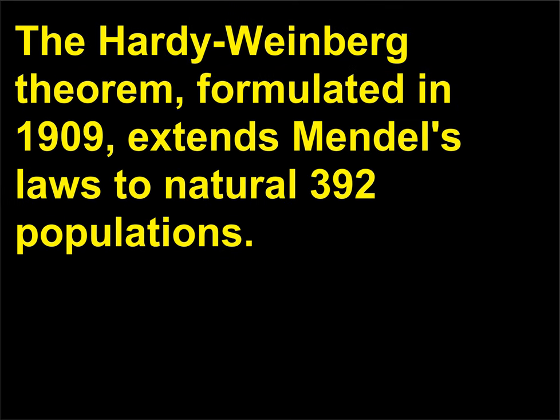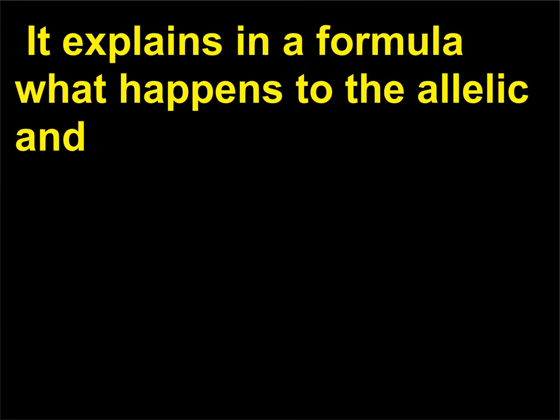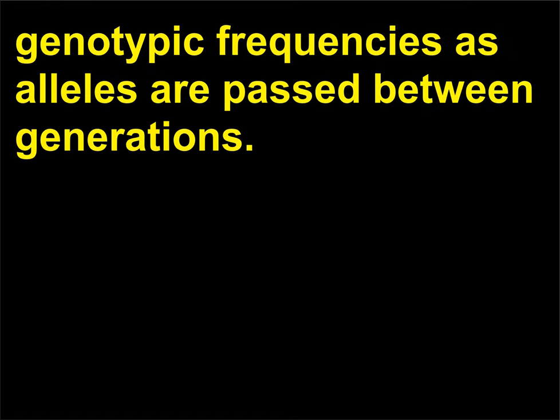The Hardy-Weinberg theorem, formulated in 1909, extends Mendel's laws to natural populations. It explains in a formula what happens to the allelic and genotypic frequencies as alleles are passed between generations.